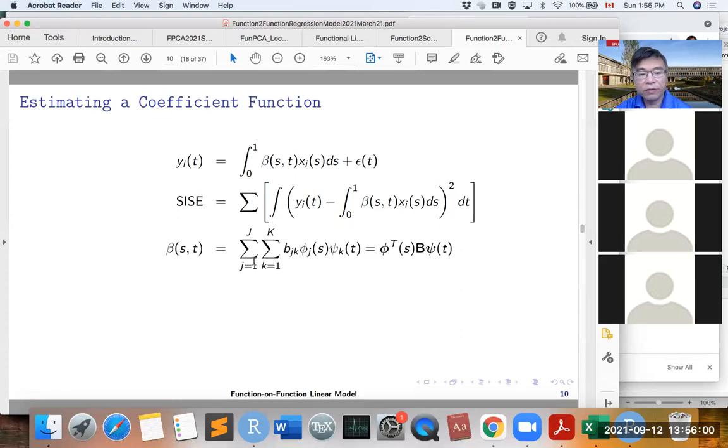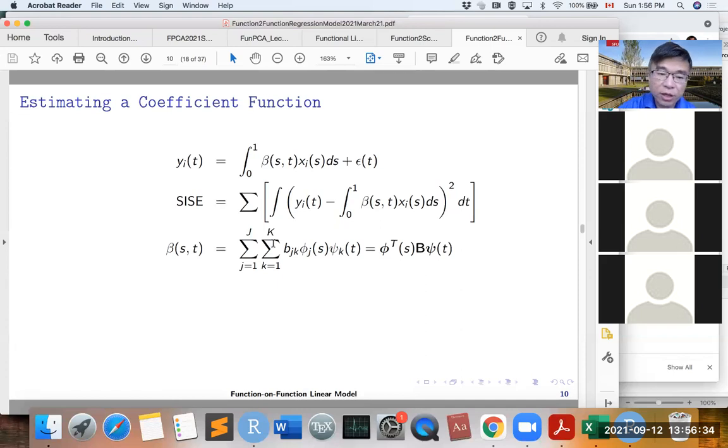And then we will represent the beta(s,t) as a tensor product of two basis functions. So phi_j and psi_k are two basis functions. So they typically will be one-dimensional basis functions. So phi and psi can be the same or can be different. So generally, we will treat the phi and psi to be the same basis functions.